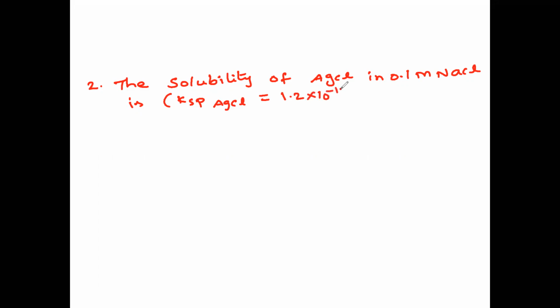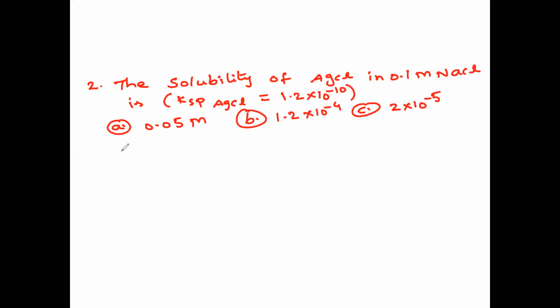It is as simple as that. We have done it already. Ksp is 1.2 × 10^-10. So the first option, option A, 0.05 molarity. Option B, 1.2 × 10^-4. Option C, 2 × 10^-5. And option D is 1.2 × 10^-9.